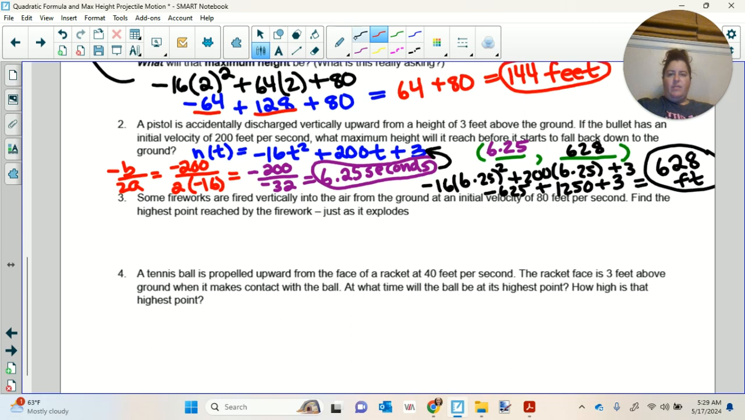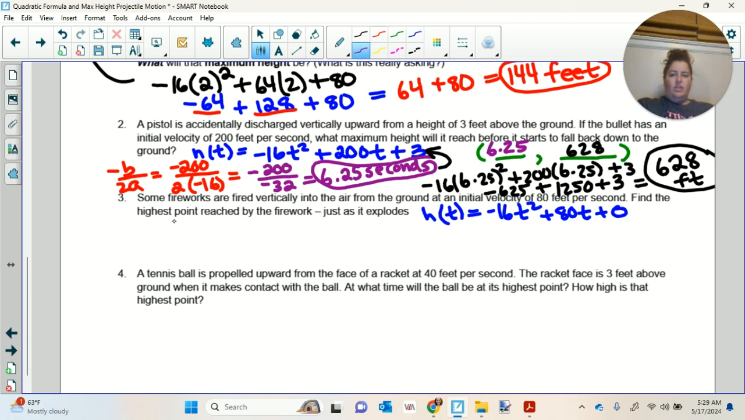Number 3 here, some fireworks are fired vertically into the air from the ground at an initial velocity of 80 feet per second. Once again, we're in feet, so our equation, we'll start with that gravity of negative 16 feet per second. Again, the launch is 80 feet per second. And then again, notice from the ground, so that height here is 0.